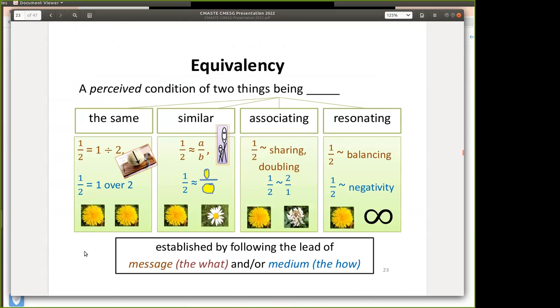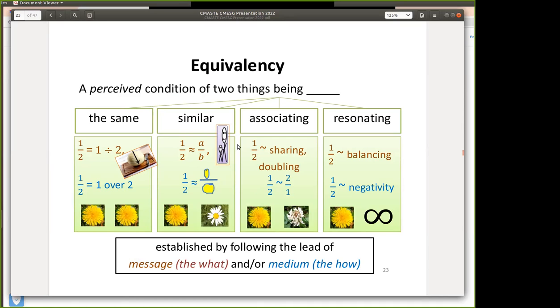We can take a look at what it might look like with math content. The top row is established by following the lead of message. If I see the sign and I treat it as half, then I could think, okay, it means 1 divided by 2, it's the same as this image of cutting a melon. And if my understanding is a little bit more advanced, then I can say, okay, this is just a fraction, similar to another fraction, A over B.